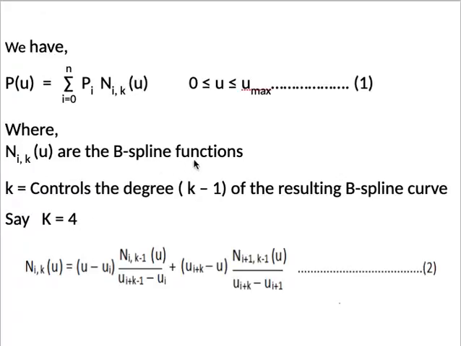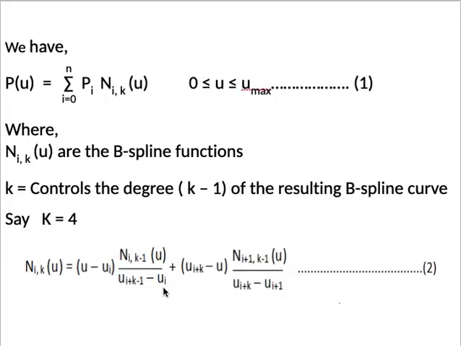So this is the B-spline function, Ni,k of u, equal to (u minus ui) into Ni,k minus 1 of u divided by (ui plus k minus 1 minus ui), plus (ui plus k minus u) into Ni plus 1,k minus 1 of u divided by (ui plus k minus ui plus 1). Say this is equation 2 and the earlier equation is 1. So now here we need the values of i, k, and ui.